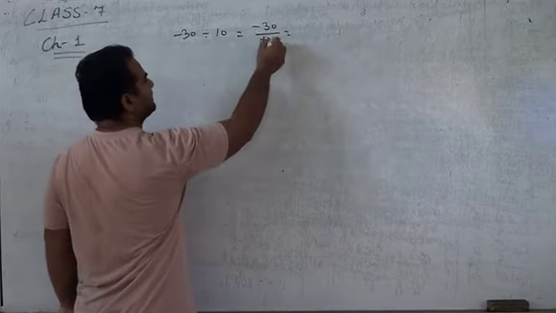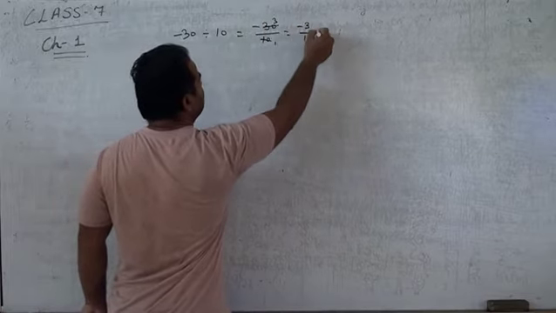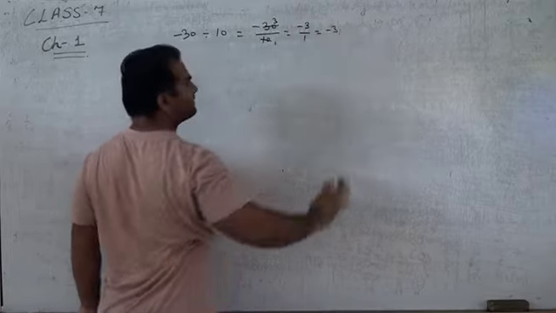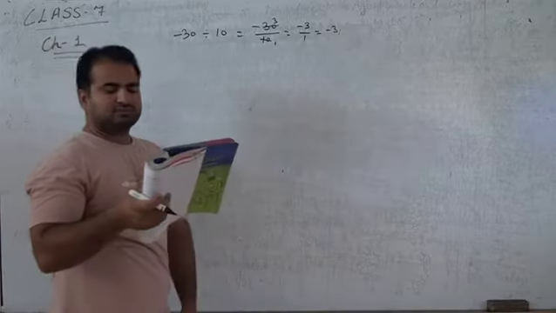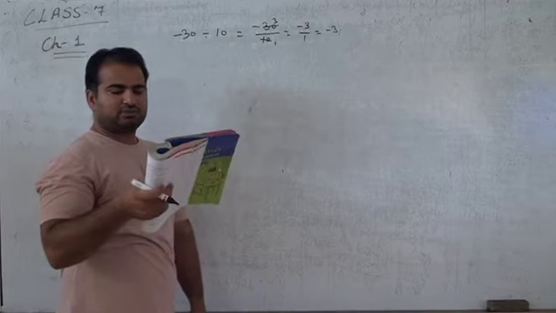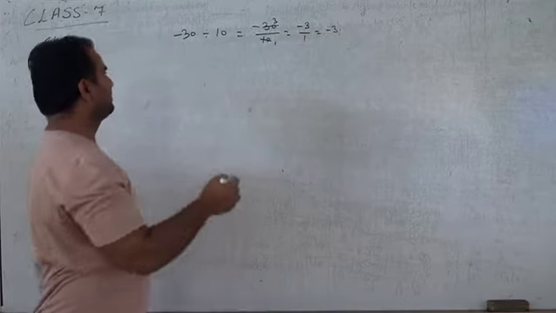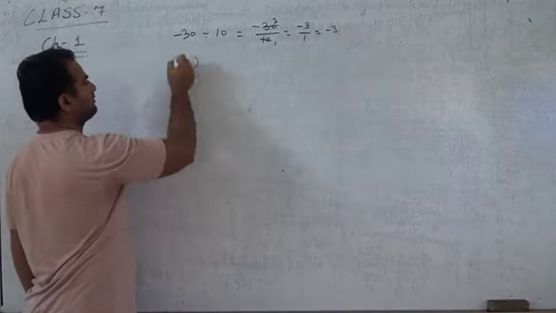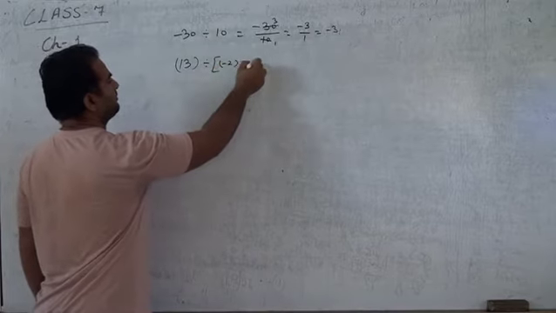10 ones are 10 and 10 threes are 30. Answer is minus 3 upon 1, or it could be minus 3. Done. Next is question number E: 13 divided by minus 2 plus 1.